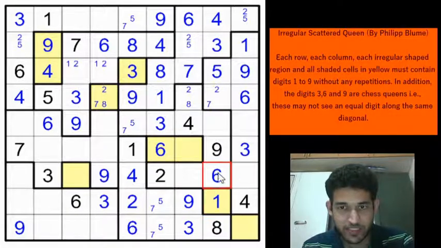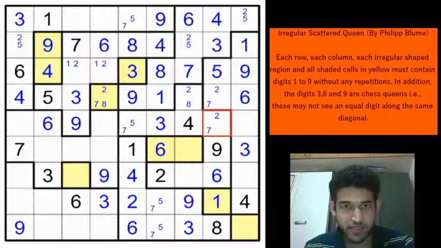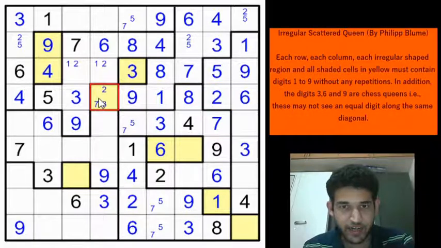Great. So 1, 6, 8, 9, 3, 4, 5 have been marked. Remaining digits are 2 and 7. We can mark the candidates there. So you have a 2 here. So this will be a 7. Right? It is in the same region. So 2 can't be here. So this will be a 7, and that gives a 2 here, an 8 here, and a 7 here.